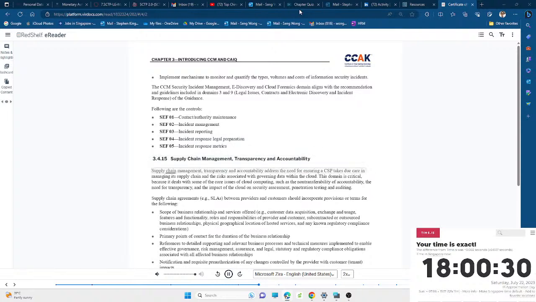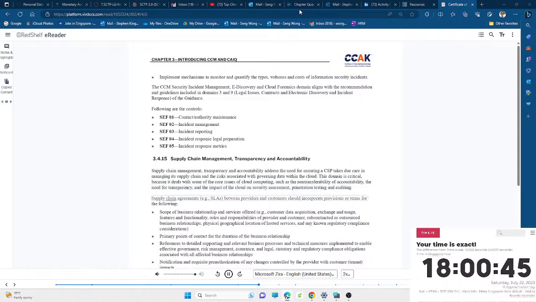STA, Supply Chain Management, Transparency and Accountability. Supply Chain Management, Transparency and Accountability address the need for ensuring a CSP takes due care in managing its supply chain and the risks associated with governing data within the cloud. This domain is critical because it deals with some of the core issues of cloud computing, such as the non-transferability of accountability, the need for transparency, and the impact of the cloud on security assessment, penetration testing, and auditing.